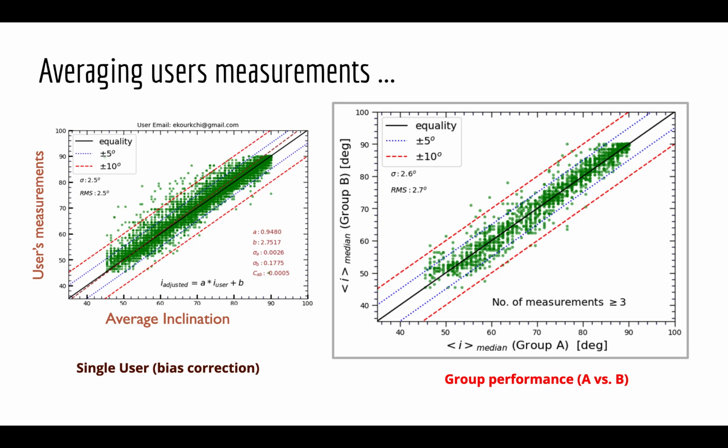So the averaging process of the inclinations helps us to have better, more accurate inclination measurements. But in order to quantify the measurements of the users, I divided these users into 2 different groups, group A and group B, averaged the inclinations of the common galaxies, and I compared the results with each other. The black line here shows the equality line. The blue dotted line and red dashed line show plus minus 5 and plus minus 10 degrees difference. And when you compare the results, you see that after taking the average or the median value, your RMS accuracy is about 2.7 degrees.